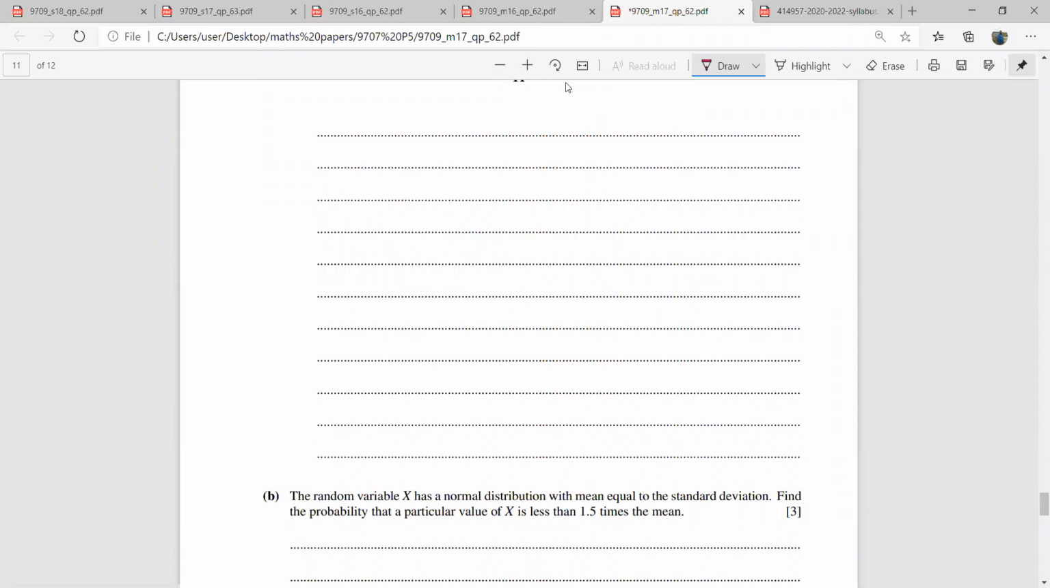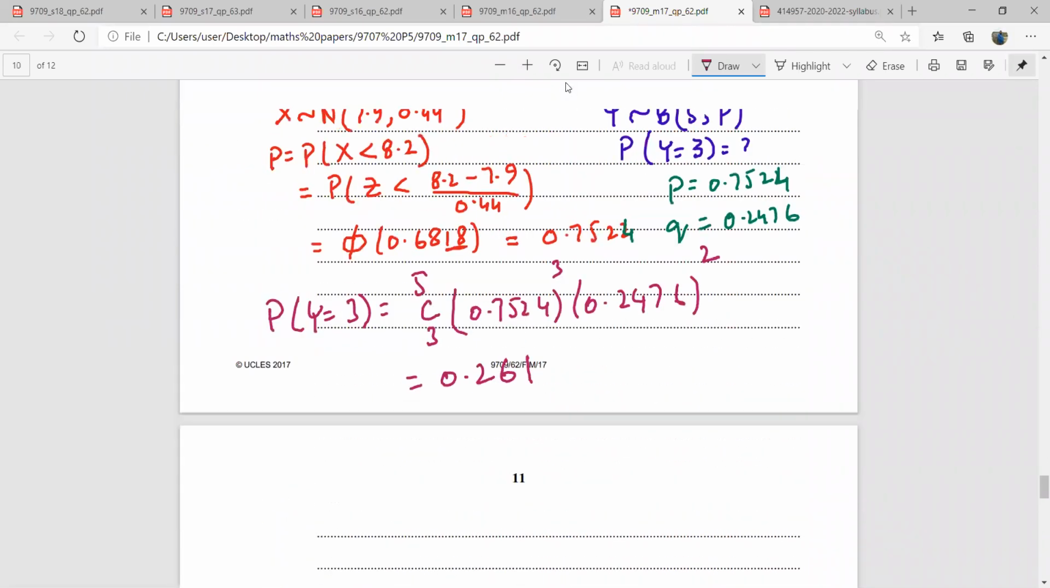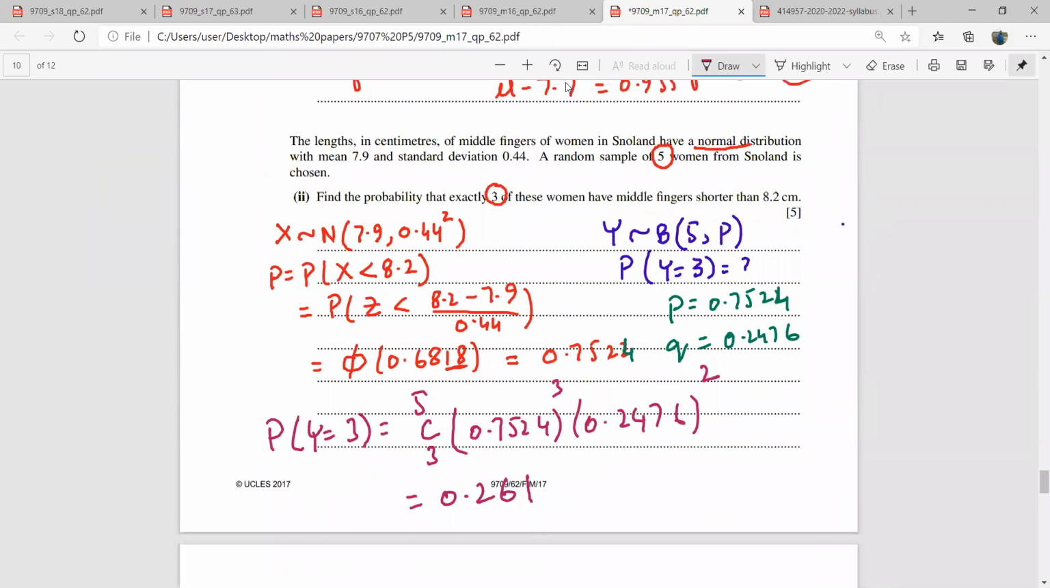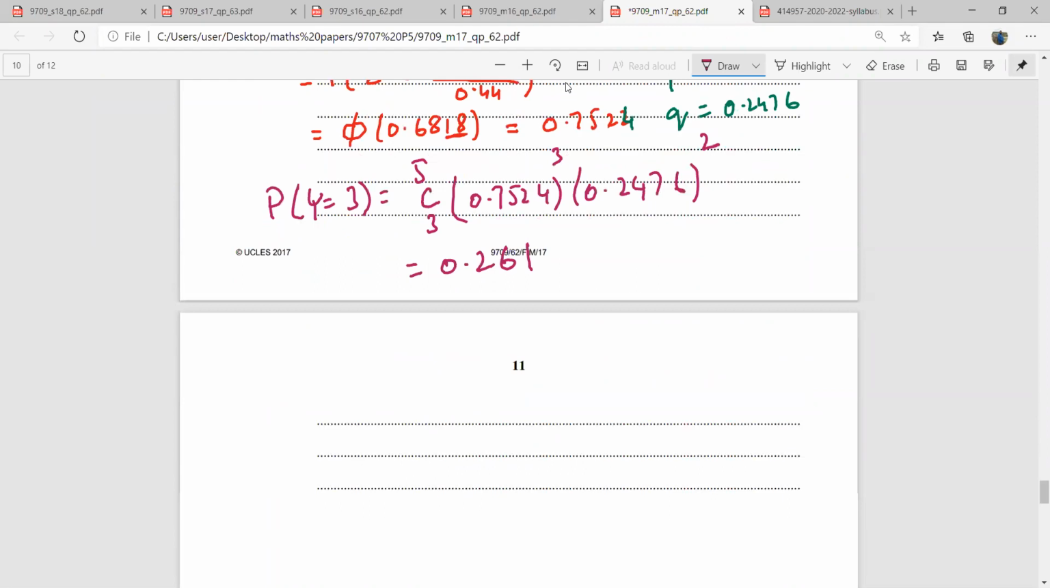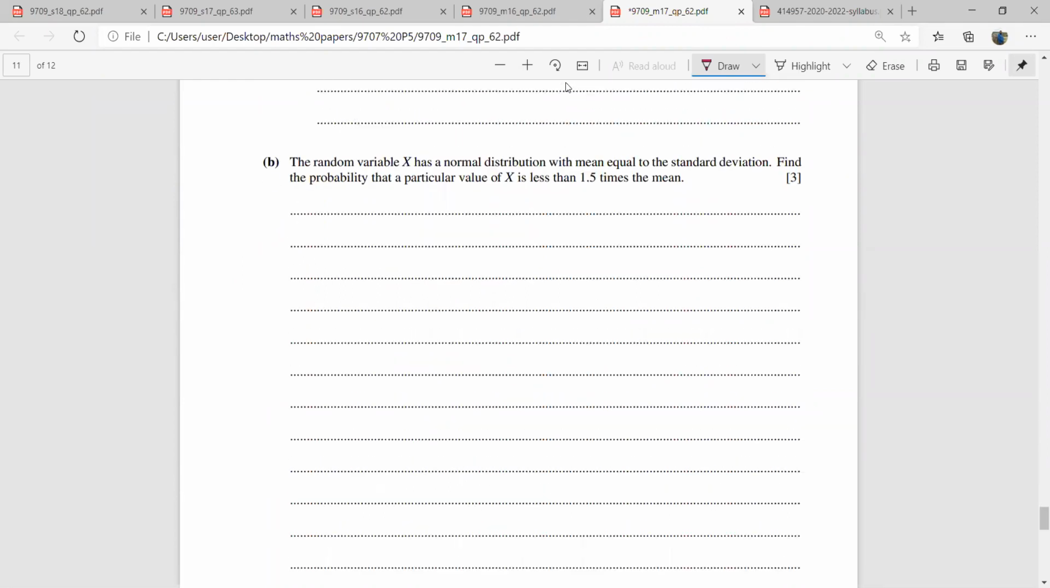Oh, there's another part here. First of all, let me ask you if this is really clear to you. Is there any question for this? No, sir. It's clear. Okay, that's great. Now we go on to the last part of this question. It says the random variable X is normally distributed with mean equal to the standard deviation. Find the probability that a particular value of X is less than 1.5 times the mean.